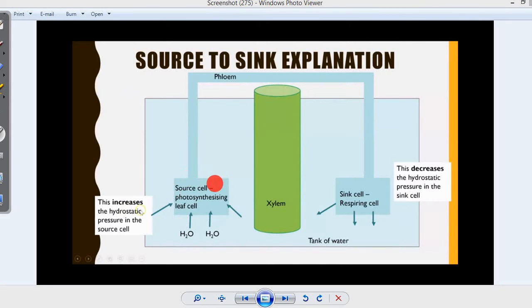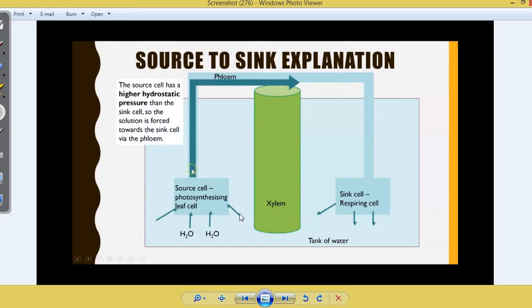So over here you have the increase in hydrostatic pressure where the water is entering inside the source cell, and here there is a decrease in the pressure in the respiring cell. Why? Because the sink cells are using more of the oxygen. Because of this difference only, now there will be the movement of the sucrose. So the source cell has the higher hydrostatic pressure than the sink cell, so the solution is forced towards the sink cell via the fluid.